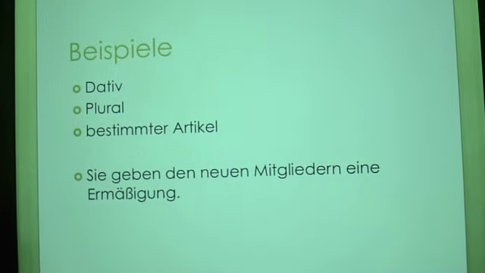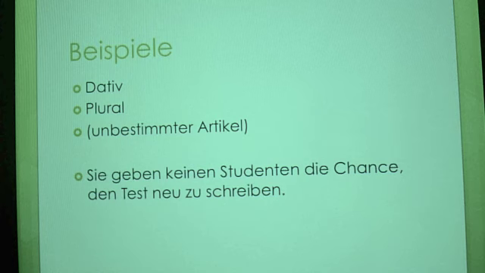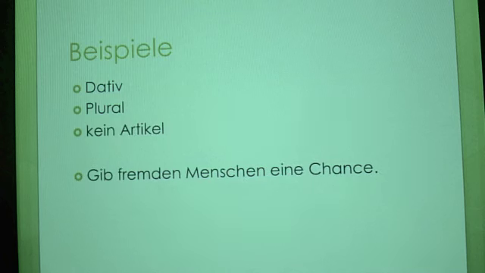In plural, Sie geben den neuen Mitgliedern eine Ermäßigung oder einen Rabatt. With an indefinite article, Sie geben keinen Studenten die Chance, den Test neu zu schreiben. And if you don't have an article in plural, you're going to have the strong EN ending. Gib fremden Menschen eine Chance.